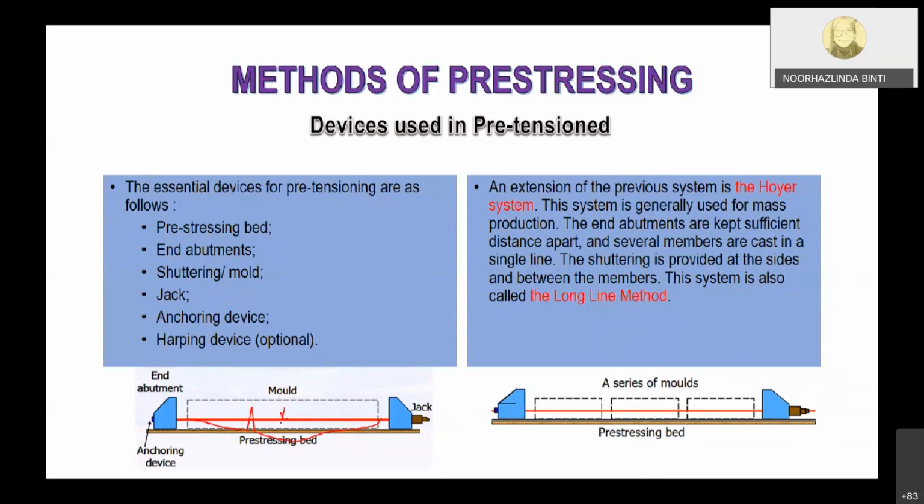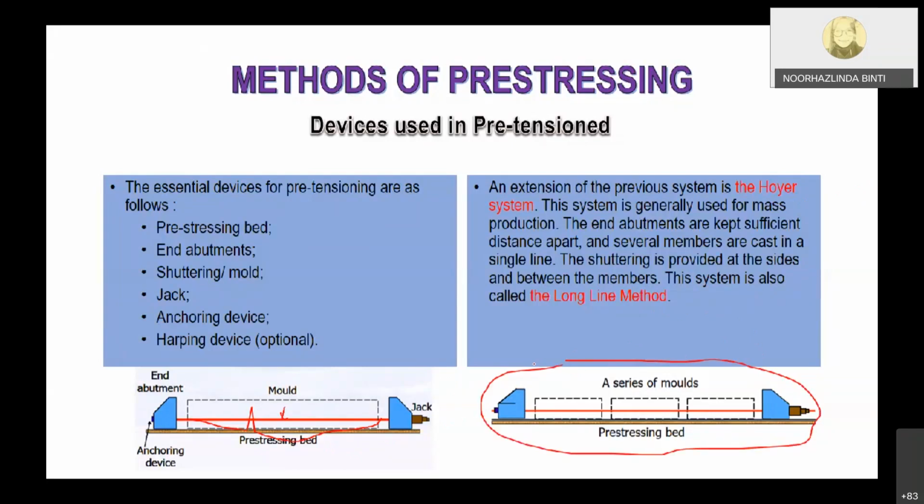So for example, if you look at this diagram, this is the production of a single prestressed concrete. But in a factory, this is not the case. Usually, there is an extension of this particular system. We call it the Hoyer system. In other words, a few series of moulds are installed, and we can produce a lot of prestressed concrete at one time. So usually, this is what factories will use.